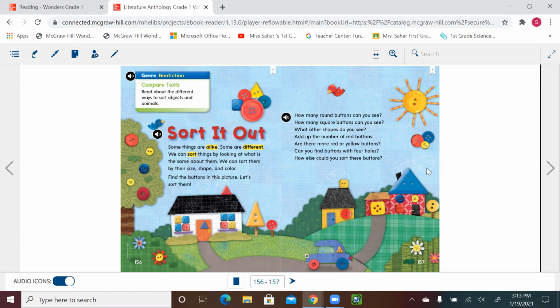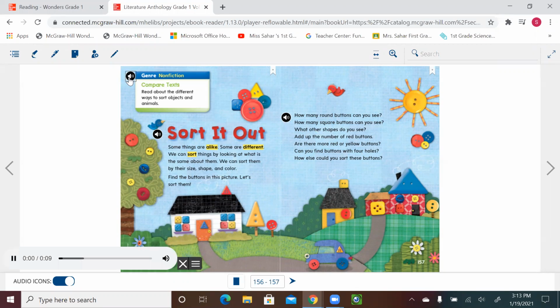Please get your literature anthology book ready and let's start. We're going to start with page 156, and we're still talking about how to classify and organize things and categorize them in a different way. So, Sort It Out, page 156. All right, let's start. Genre: nonfiction. Compare texts. Read about the different ways to sort objects and animals.